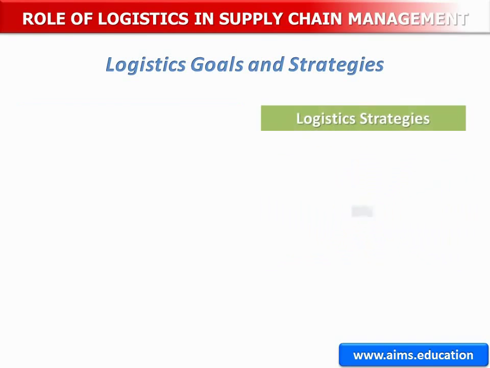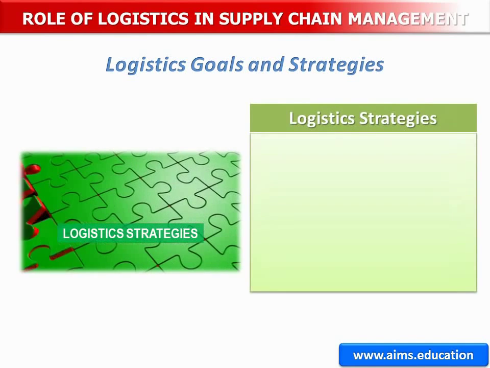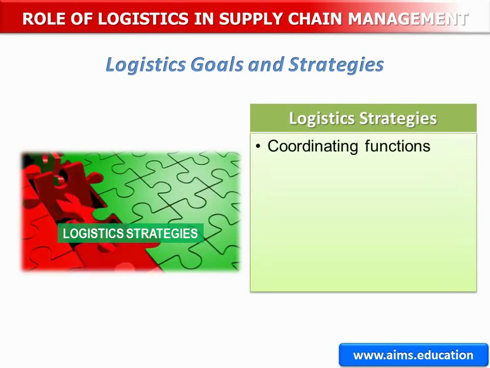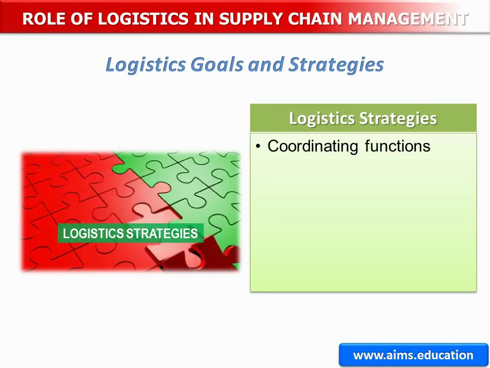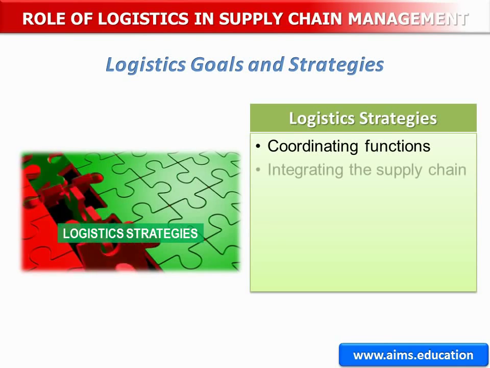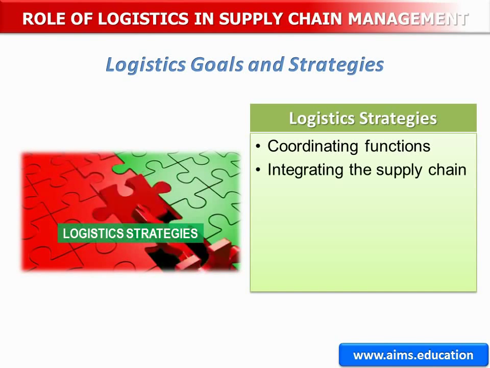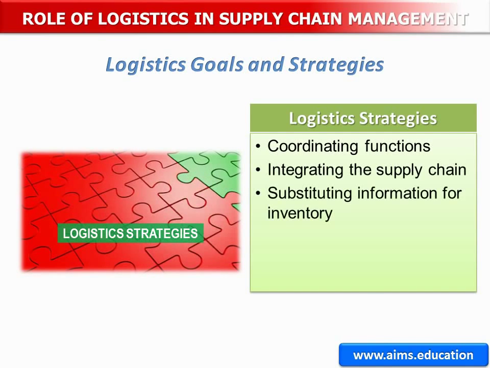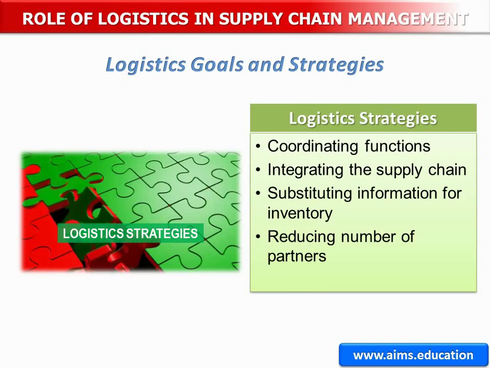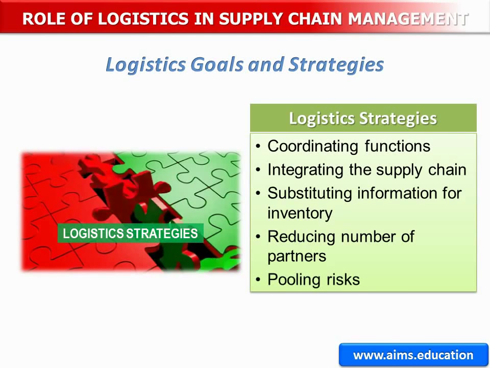An effective logistics strategy depends upon the following tactics. Coordinating functions, that is, transportation management, warehousing, packaging, etc. to create maximum value for the customer. Integrating the supply chain. Substituting information for inventory. Reducing supply chain partners to an effective minimum number. Pooling risks.